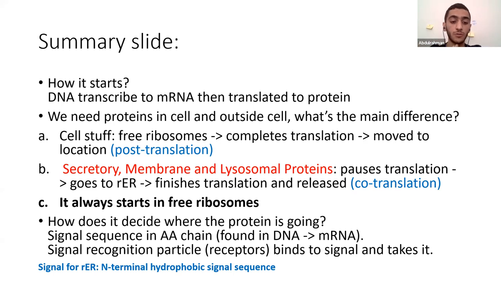A signal sequence from the amino acid chain that's made from the translation process is going to be bound by a signal recognition particle or a receptor that's going to take it to where it needs to function. And right there, I wrote again the signal for the rough endoplasmic reticulum, or for the secreted proteins, the lysosomes, and the membrane. It is going to be an N-terminal hydrophobic signal sequence.